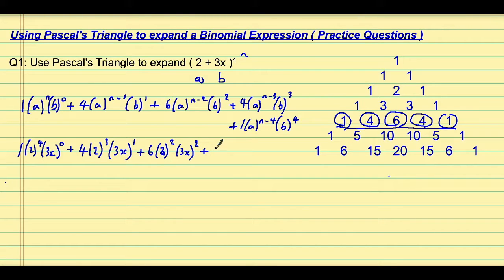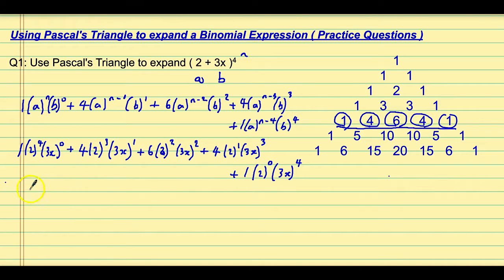Then Pascal's triangle tells us it's 4. Our a term this time is 2 raised to the power of 1, multiplied this time by 3x, power going up by 1, so we get 3x to the 3. And finally, we've got 1. A now becomes 2, this time to the power of 0. And our b term is our 3x, power going up by 1 to the power of 4.